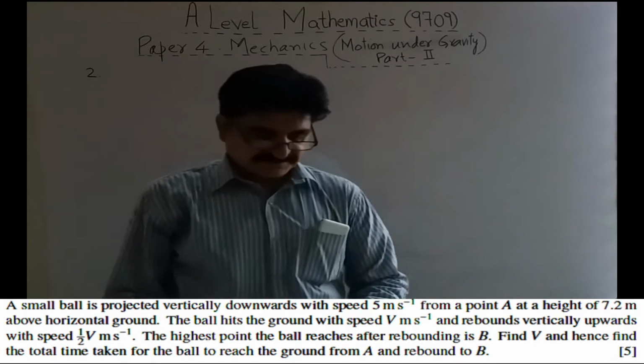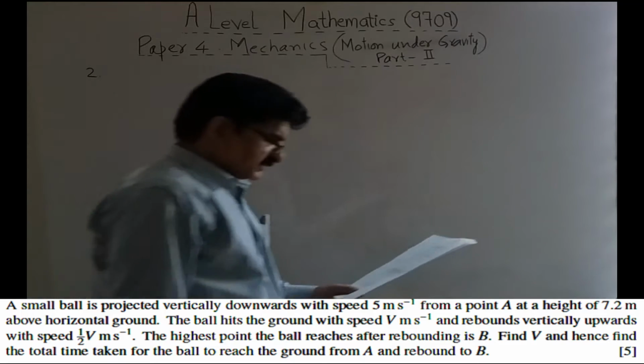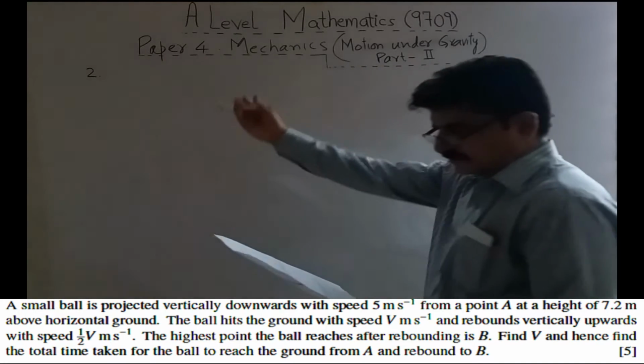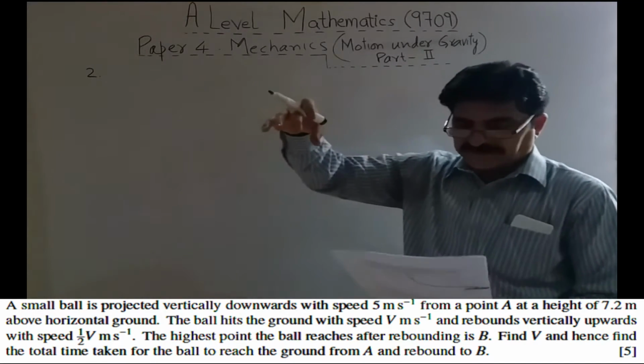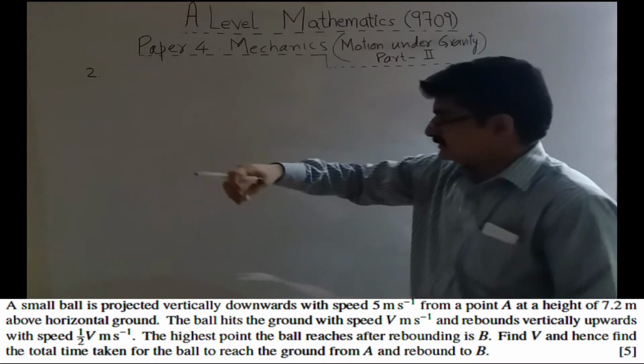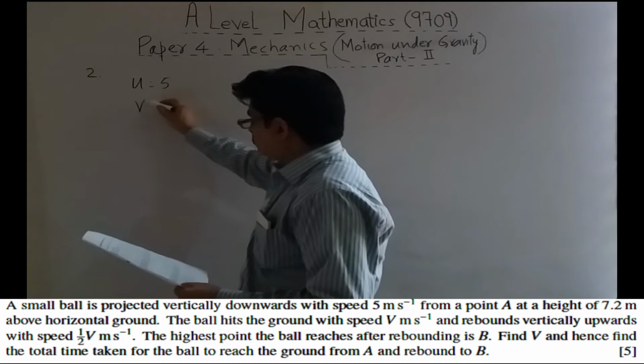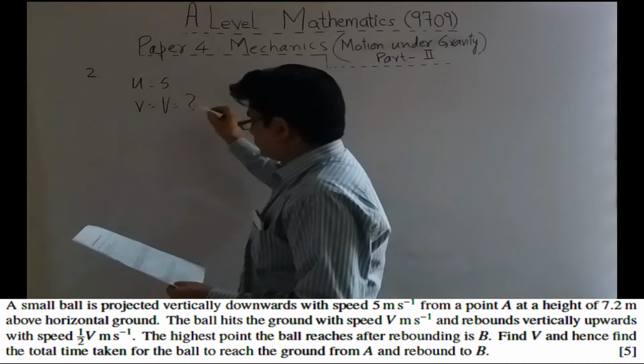Okay, next question is comparatively easier. Read the question. Here a small ball is projected vertically downward. So it means that u is equal to 5 and v is capital V. You have to find it.